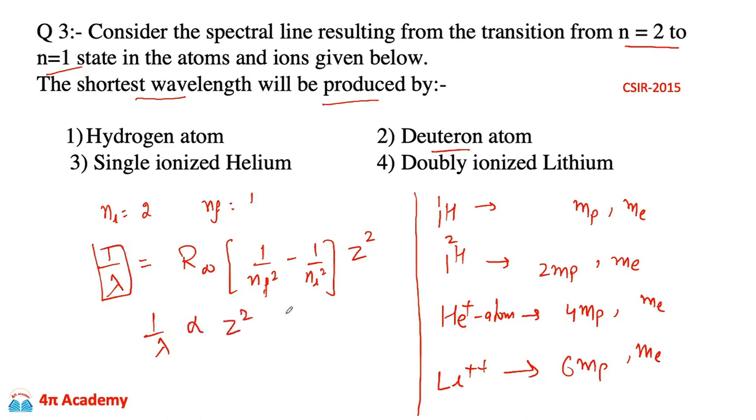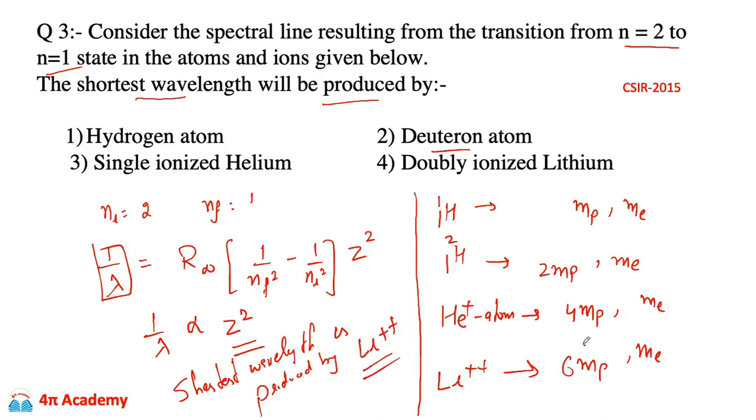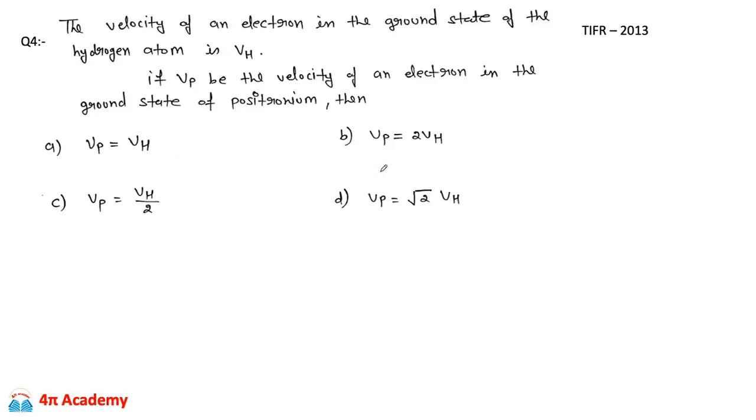Now if you relate this, the value of 1 over lambda is directly proportional to Z squared. So 1 over lambda is larger when Z is larger. So what does it mean? The wavelength is inversely proportional to the atomic number. So what does it mean? The shortest wavelength is produced with those atoms which have high atomic number. So the shortest wavelength is produced by the ion having the highest atomic number. So therefore the correct option is the doubly ionized lithium atom.